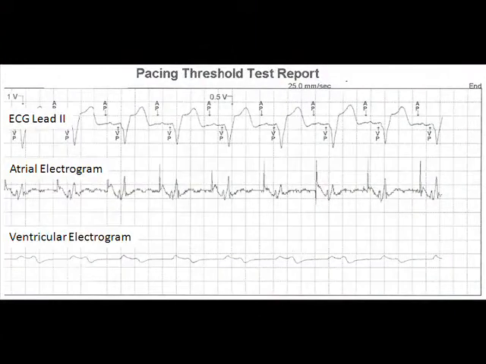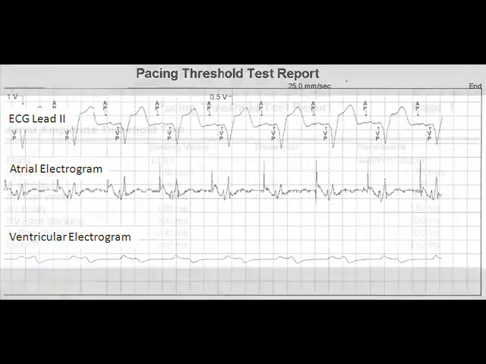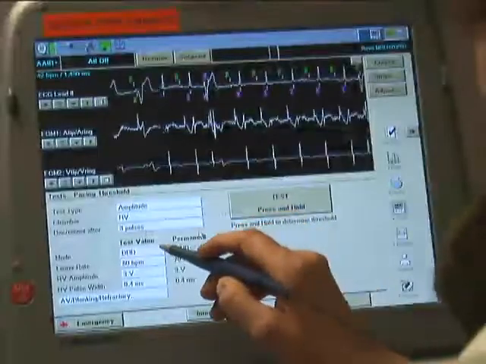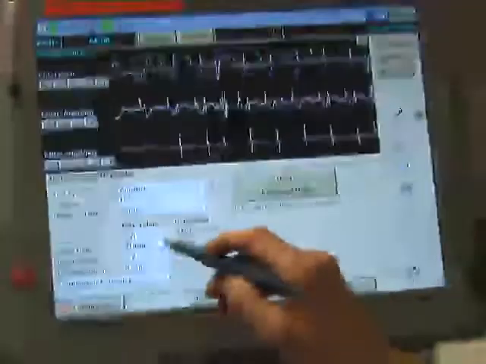Review the test rhythm strip. In this case, there was good capture at 0.5 volts, as evidenced by the presence of P waves after the AP marker on ECG lead 2 and the absence of any atrial sensed events. Since 0.5 volts is the minimum test value and capture was still evident, the threshold is 0.5 volts at 0.4 milliseconds. Next, the right ventricular threshold is tested.